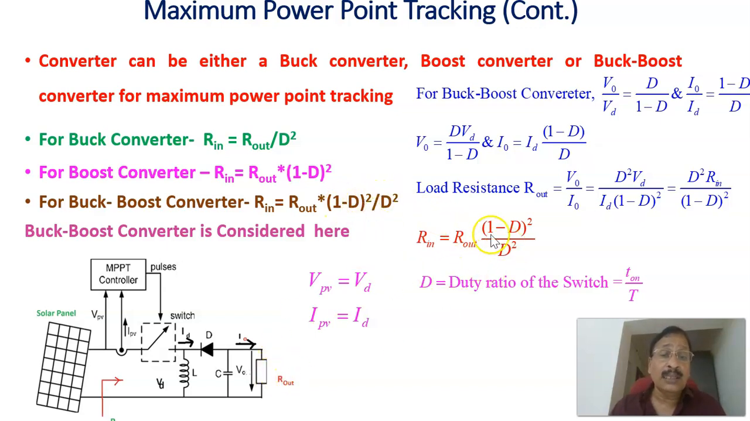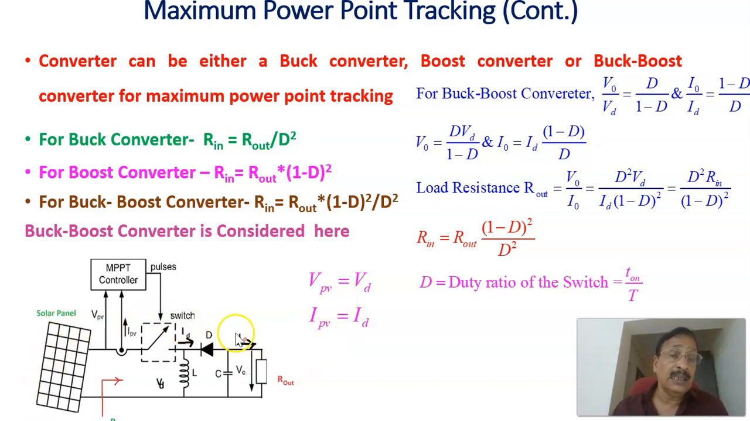Therefore, by controlling the duty ratio here, you can control the resistance seen at this point, and we make this resistance the same as R MPP, the resistance corresponding to the maximum power point. D is the duty ratio, which is equal to the on period divided by the total time period. That is called the duty ratio of the switch. By adjusting the duty ratio, we can make R in the same as R MPP.